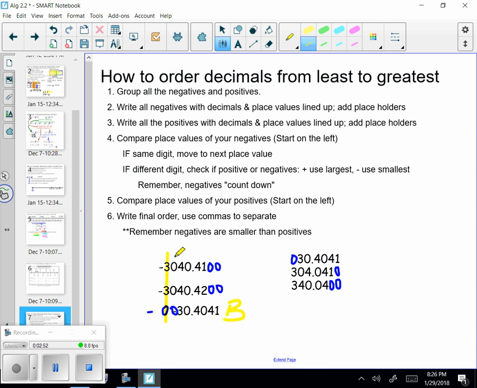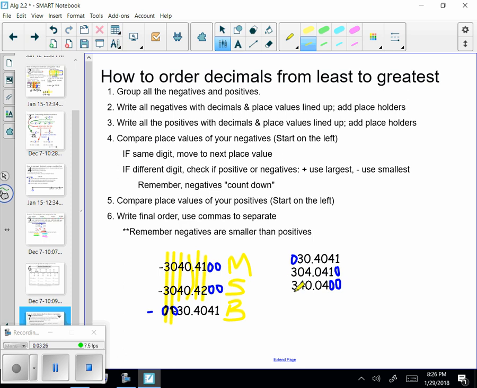Next place value. They're all zeros. No help there. Next place value. I already figured out my biggest, so I really only need to look at the first 2. Same digit, same placeholder. 0, same digit, same placeholder. 4, same digit, same placeholder. 1 and 2. Which of these is closer to 0? I'm looking at negatives, so I want the one closest to 0. So this is my middle number, which means this has to be my smallest.